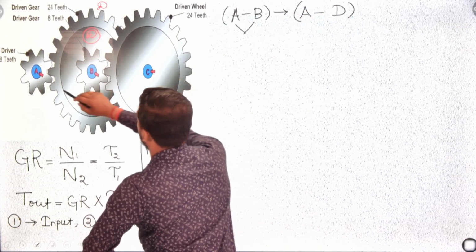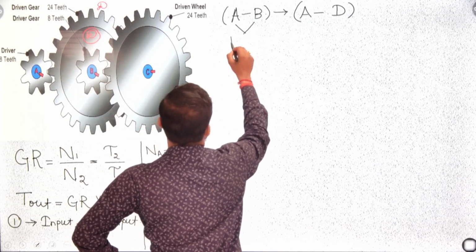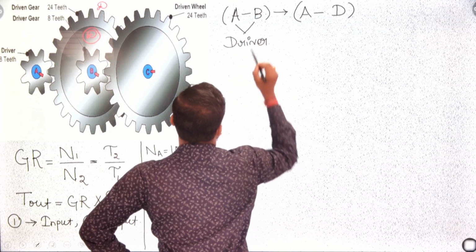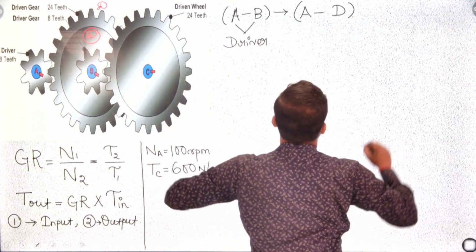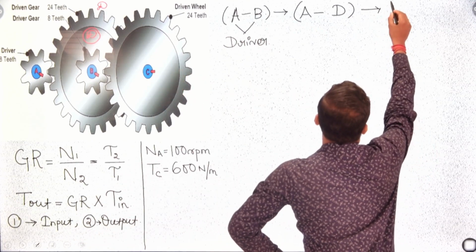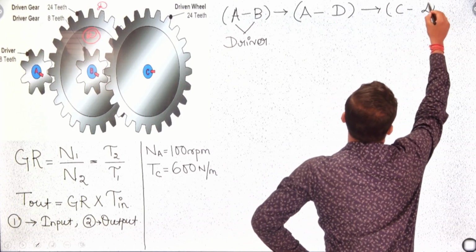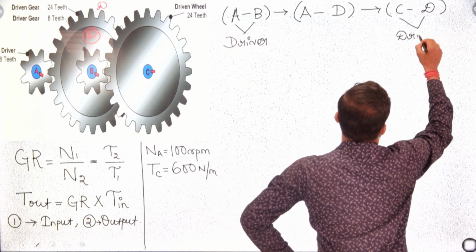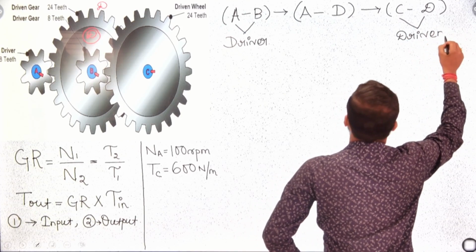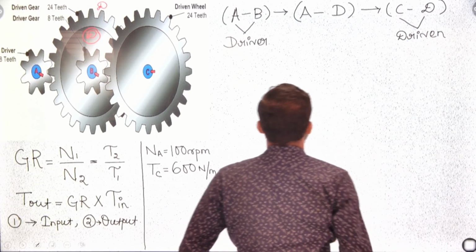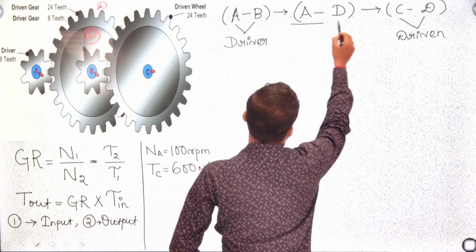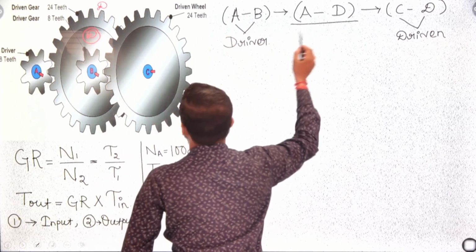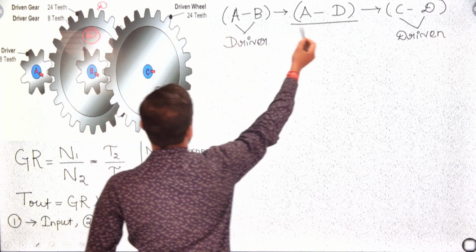A and B are the driver gears, whereas C and D are the driven gears. So first we will discuss A and D, because A will be the driver and D will be the driven gear. A is input and D is output.